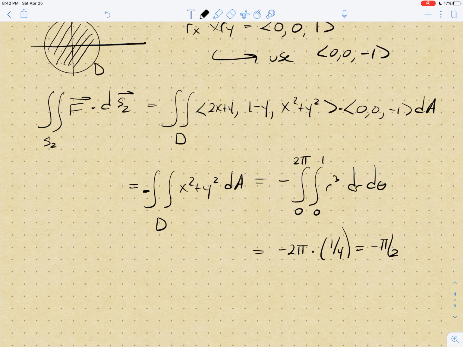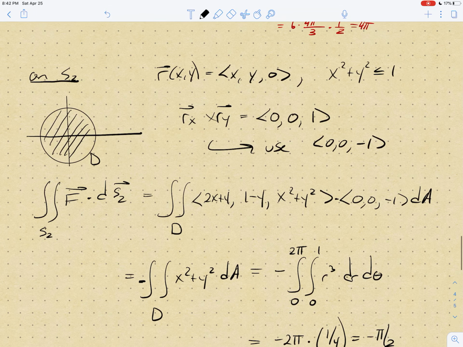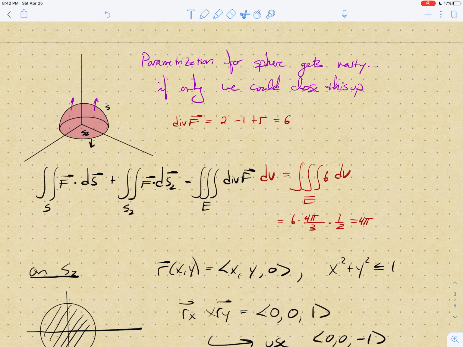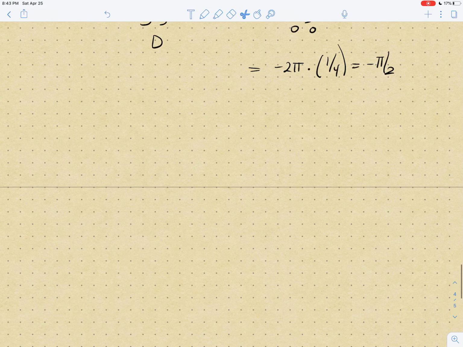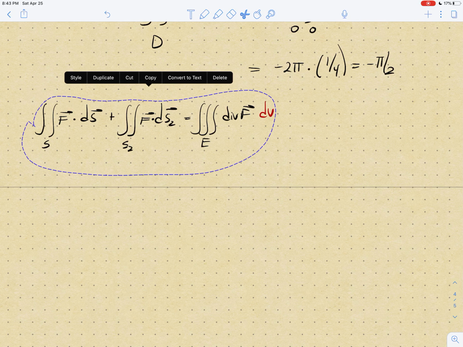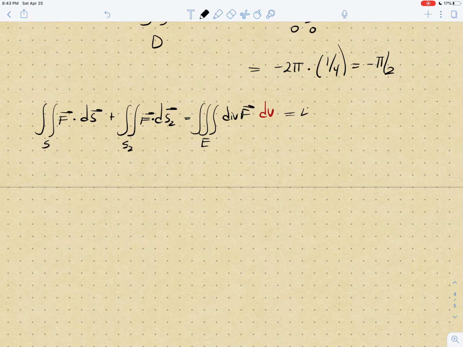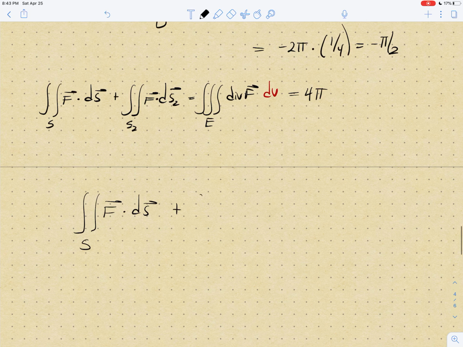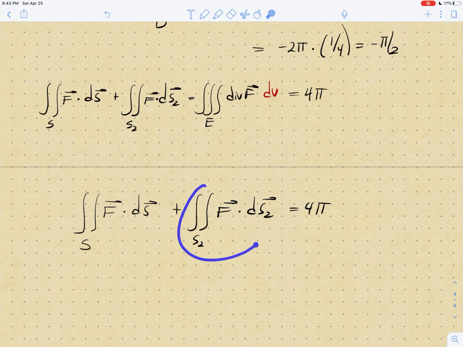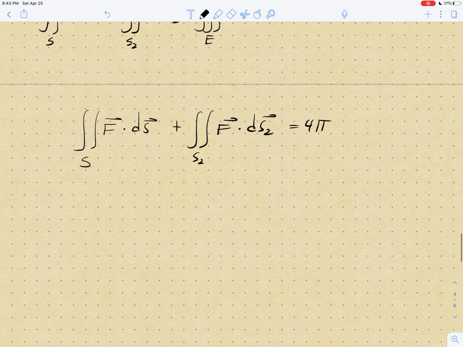Okay, so now at this point, we've got everything we need to solve our problem. So let's go back, and I'm going to copy this, and I'm going to write it down below. We got to here, and we said that the divergence of F was 4 pi. So the point is, we know that the surface integral over the surface that we want, S, the surface integral of F over S, plus the surface integral over the floor, S2, of F dot dS2, this is 4 pi. But we know what this part is now. We got negative pi halves there.